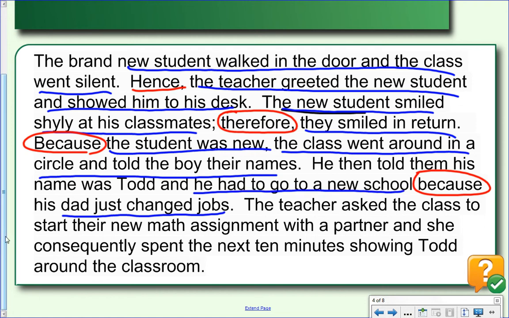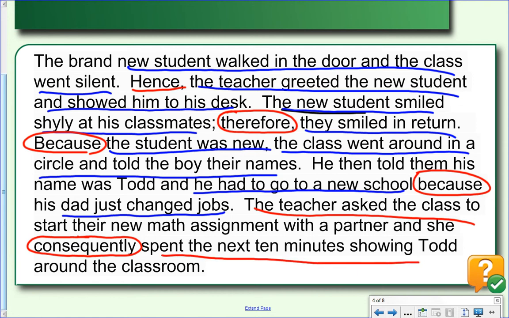The teacher asked the class to start their new math assignments with a partner, and she consequently spent the next 10 minutes showing Todd around the classroom. Consequently. Okay? Another good cause and effect word. So the cause, teacher asked the students to start their math. The effect was so she could have some time to walk Todd around the classroom.